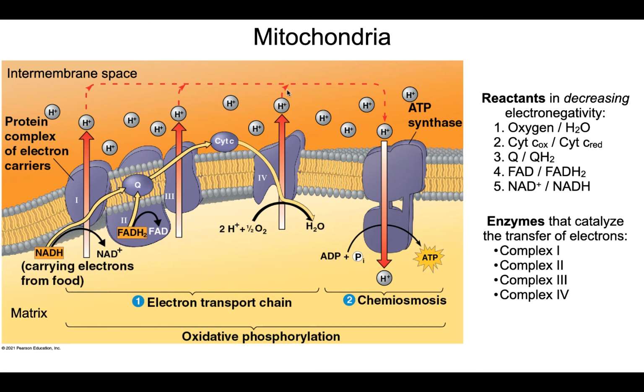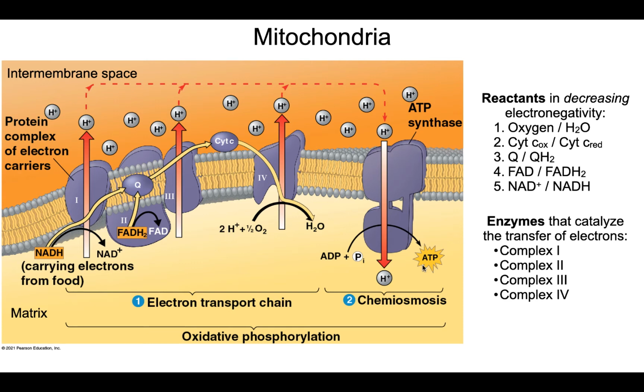That source of energy, that proton gradient, is used by ATP synthase. As those protons move down their concentration gradient, ATP synthase uses that exergonic process and couples it to the endergonic process of making ATP from ADP and inorganic phosphate. That's called chemiosmosis, and that's how mitochondria produce the ATP that is then going to be distributed throughout the cell to do work.